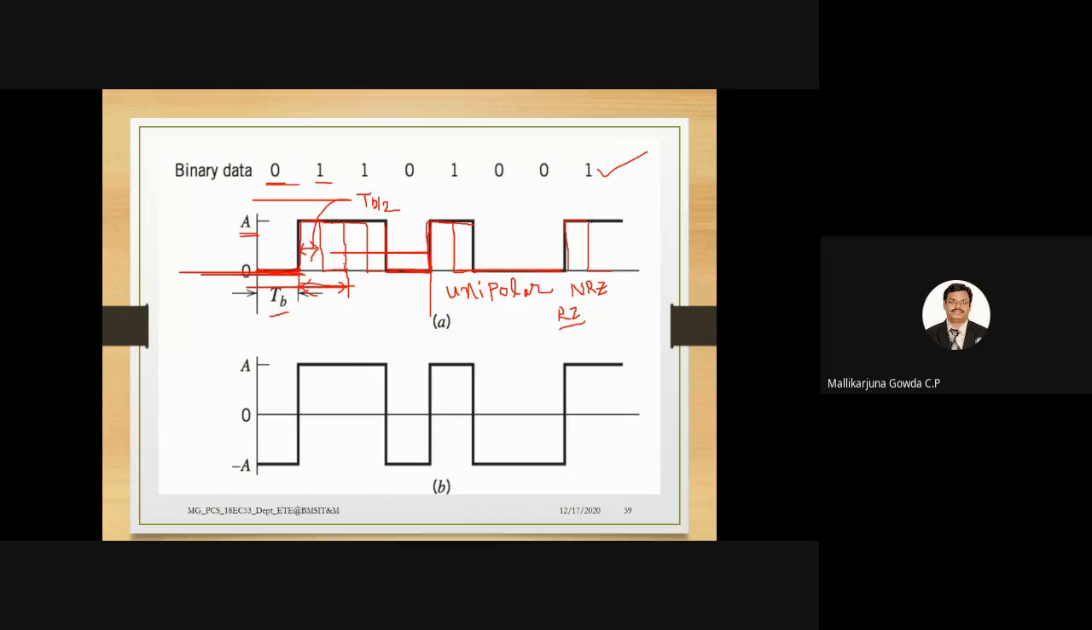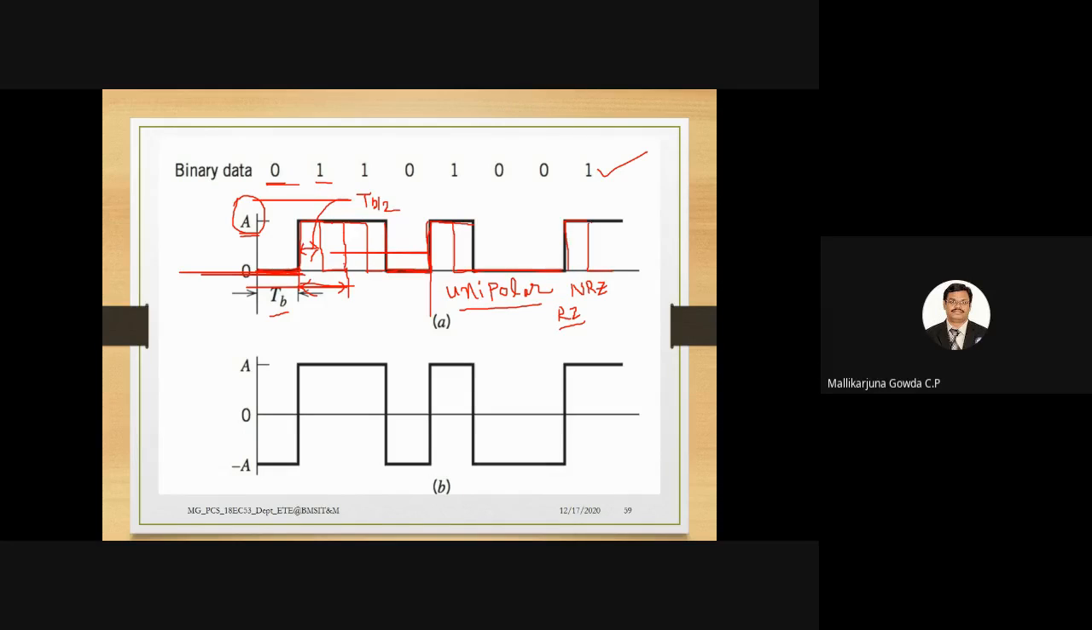So return to 0 means what? In case of unipolar return to 0, first we need to understand what is unipolar. Unipolar means it will have only one polarity. I represent the binary information with only one polarity. So 0 I represent with no pulse. 1 will be represented by a pulse having a magnitude of A volts. This A may be anything, 5 volts or 3 volts or 10 volts, right? That is why in general I am writing A volts.